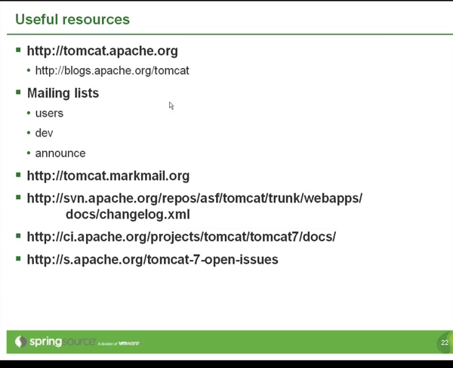And if you want to keep track of the open Tomcat 7 issues, then s.apache.org/tomcat-7-open-issues. That's a shortened URL that will take you to Bugzilla and a list of all of the current open Tomcat 7 bugs. And there, I think we will finish off.